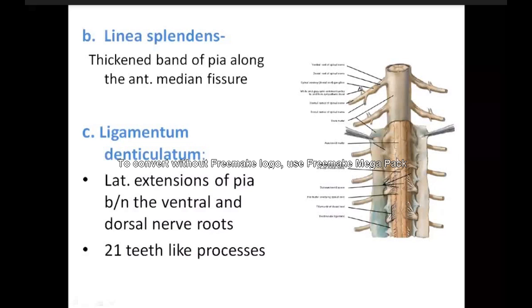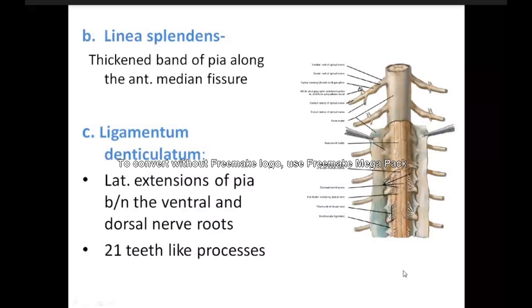So this is the lateral extension of pia mater. They are usually found between the dorsal and the ventral nerve roots. So these are the ventral nerve roots, and similarly, at the back you have dorsal nerve roots. Between them you find triangular teeth-like processes, 21 in number. So they are the ligamentum denticulatum, the extensions of the pia mater. I hope it's clear now.